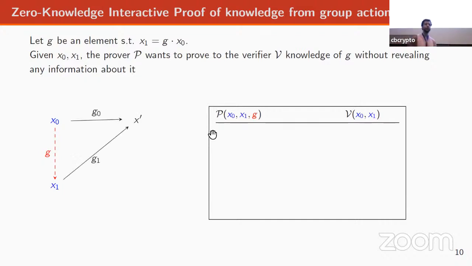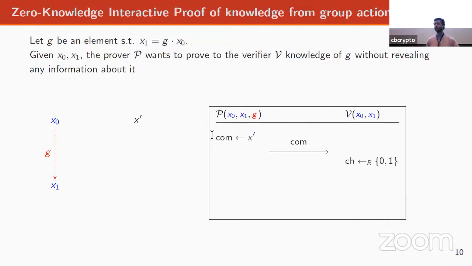And then we can also compute G1 as the composition of these two. And then the prover commits to this x prime. And then the verifier is just going to pick either 0 or 1 and send it back. And then we can easily say, if it was a 0, we'll send back G0, and if it was a 1, we'll send back G1, of course.